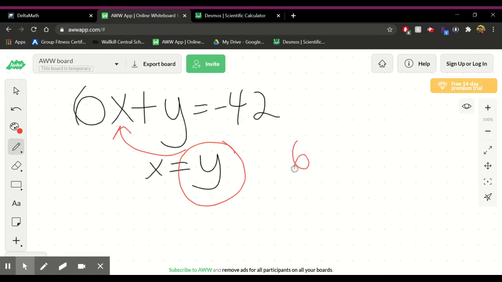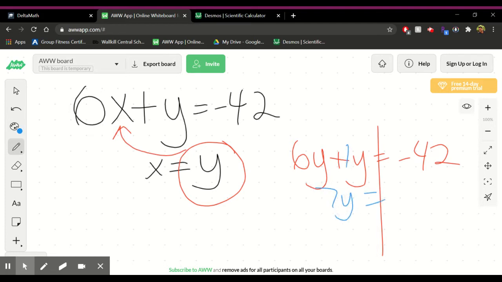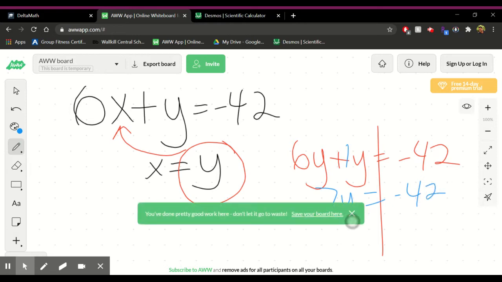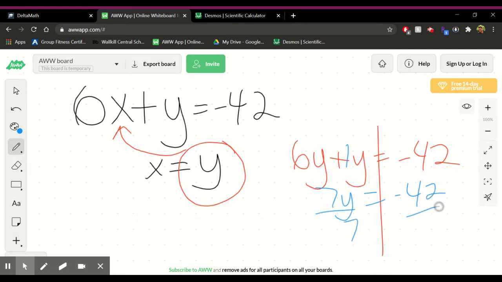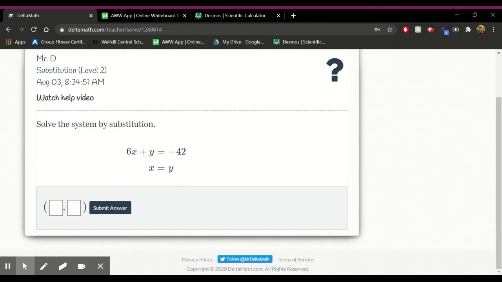So you have 6y plus y is negative 42. Combine like terms. Remember, 6y plus 1y is 7y. And we divide both sides by 7. And we get y is negative 6. So back to here. Y is negative 6. Well, I know the x is the same exact thing. Negative 6 and negative 6, because they're both the same exact thing.